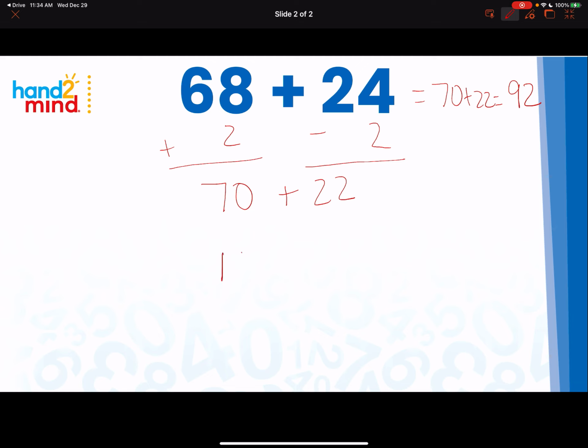So let's try that with 166 plus 394. Let's use the give and take strategy. So take a moment to look at the numbers and decide where you want to give and where you want to take.